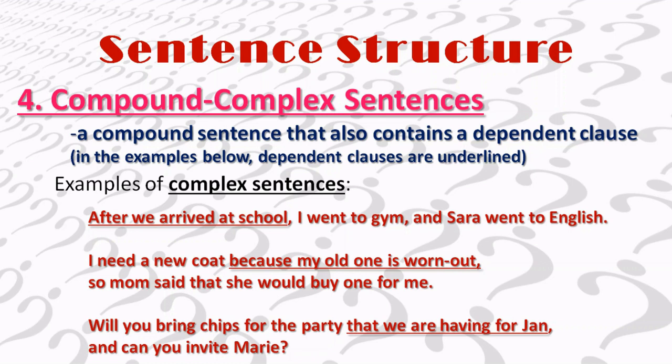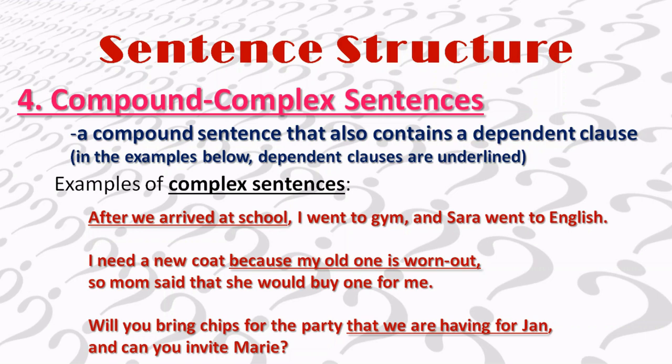If we look at the third example, again, the opening phrase, will you bring chips for the party? That's a question, but it's also an independent clause. The finish of it is, can you invite Marie? That's the independent clause, and is the conjunction. And in the middle there, we have the dependent clause that we are having for Jan. Will you bring chips for the party? Independent clause. That we are having for Jan, dependent clause. Can you invite Marie? Independent clause with the conjunction and.